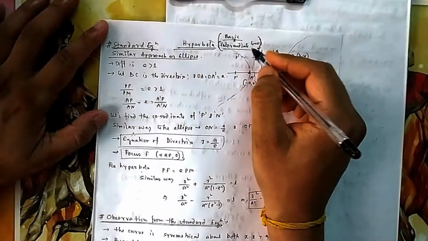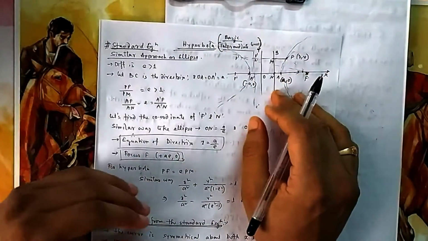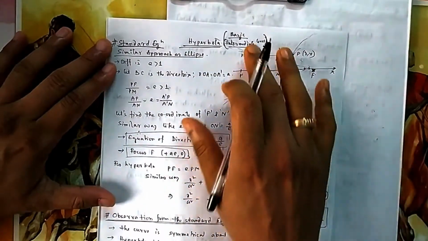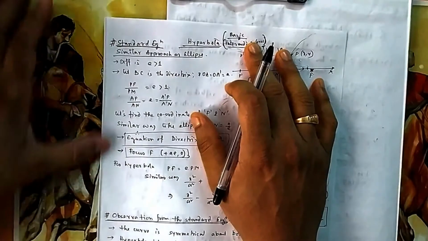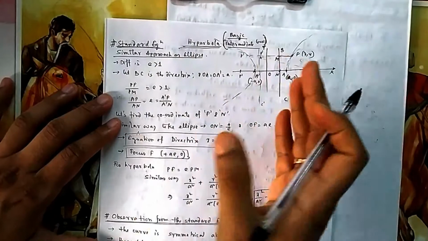In hyperbola, I am doing basic and intermediate both at the same time. I have not broken it into basic and intermediate levels, and I am giving it in the intermediate playlist also, because in basic level, that is for diploma, it is not in the syllabus. So that's why I am putting hyperbola directly in intermediate.